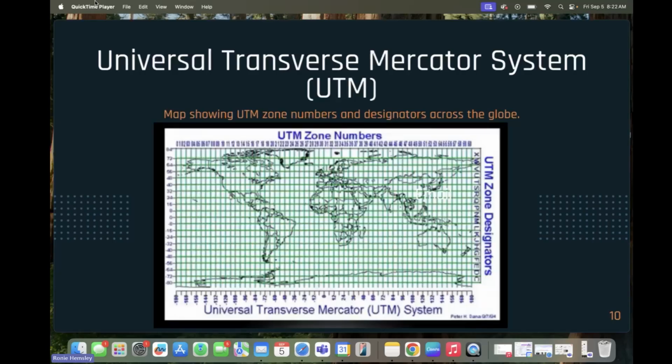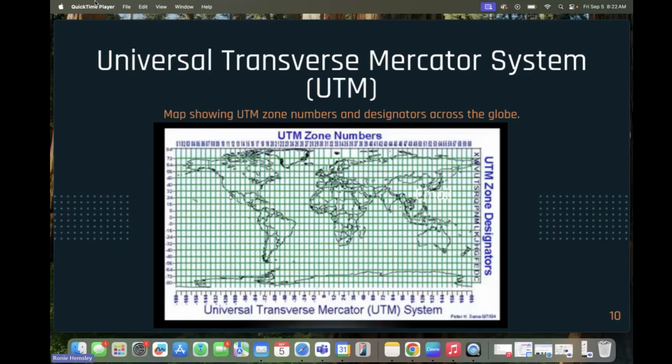This map here shows the full layout of the Universal Transverse Mercator, or UTM, zones across the world. As we mentioned earlier, the Earth is divided into 60 zones, each 6 degrees of longitude wide. You can see them here, numbered from west to east, starting at the international dateline. Each zone is also split into northern and southern hemispheres. For example, Zone 12 North covers parts of the western United States, while Zone 12 South would cover areas in South America at the same longitude.